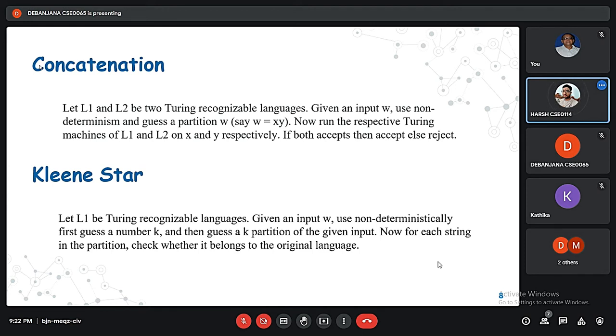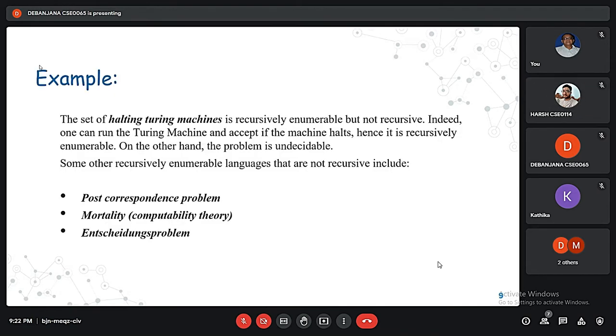Kleene star. Let L1 be a Turing recognizable language. Given an input W, we non-deterministically first guess a number k and then guess a k-partition of the given input. Now, for each string in the partition, check whether it belongs to the original language. Now, moving on to the next slide. Now, Mahtab will continue. Over to you, Mahtab.